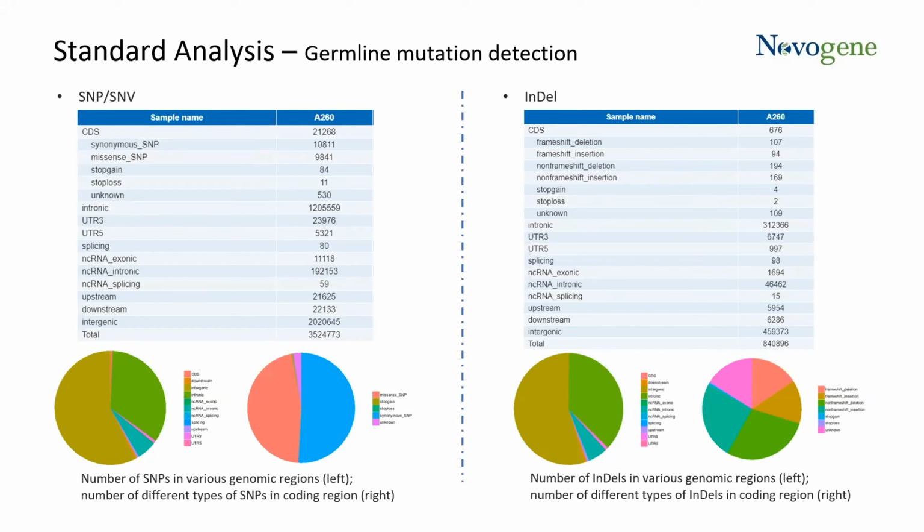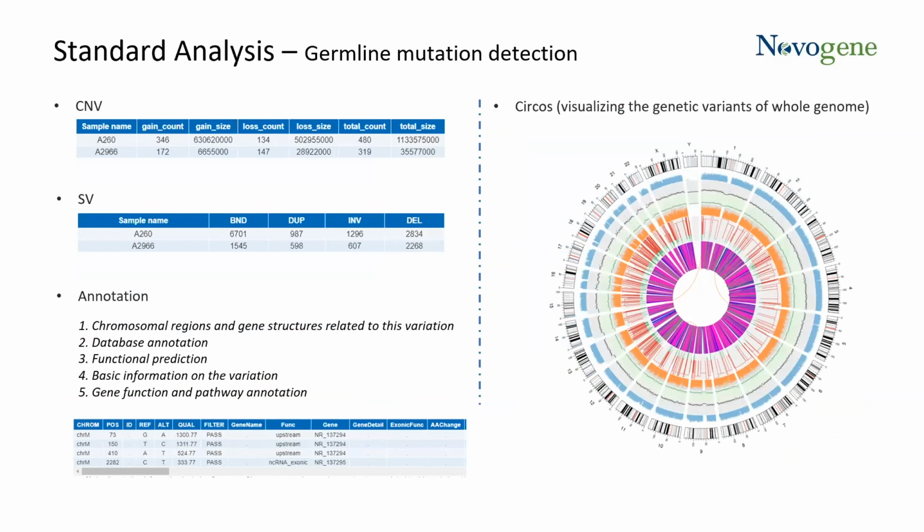We follow the same exact trend for insertions and deletions. So on the left, you have the data for SNPs, and on the right, you have the data for insertions and deletions. Lastly, in our standard analysis, we have the detection of copy number variants, structural variants, and annotation.